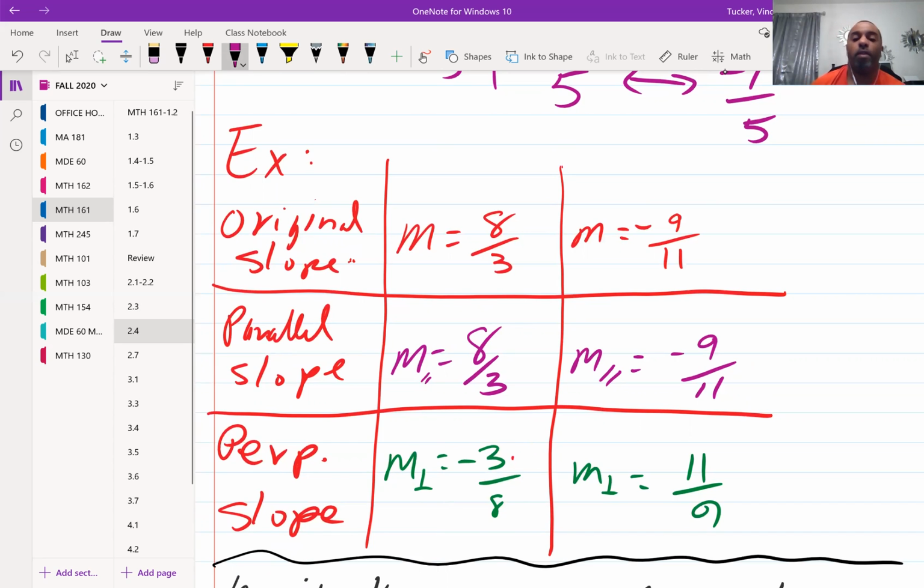In the second column, if the slope of the line that I have is negative 9 over 11, and I want a line that's parallel to it, it would still be negative 9 over 11. Remember, parallel lines have to have the same slope. Then if I want a line that's perpendicular to it, I will have a slope of 11 over 9. Any questions?